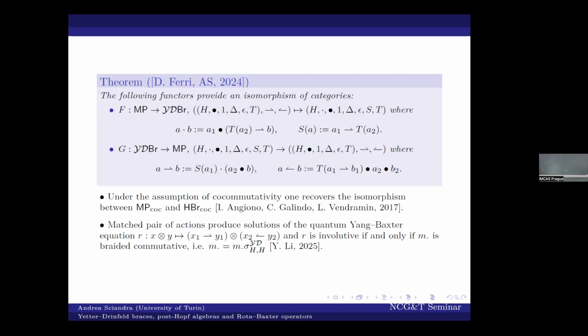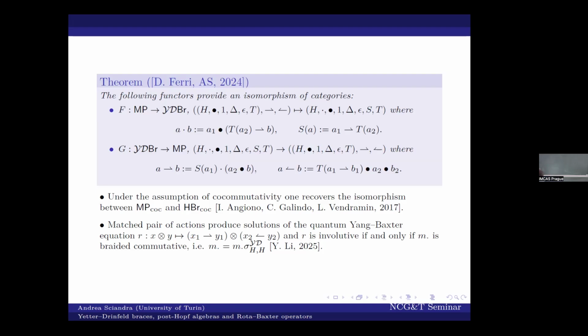And if you assume cocommutativity, then you recover the isomorphism between matched pairs over cocommutative algebras and cocommutative braces. So you can see that in the paper of Anguiono, Galindo, and Vendramin, this isomorphism between matched pairs of actions and braces is given, but under the assumption of cocommutativity. If you remove the cocommutativity assumption, matched pairs become isomorphic not to braces, but to this Yetter-Drinfeld brace. So to also answer the question that David left before.